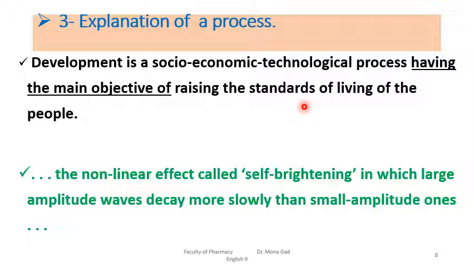So here in this sentence I have a complex sentence or a complex definition. I have two different types of additions or details. The first type is illustration of a category. The second type is explanation of a process. Okay, let's see.